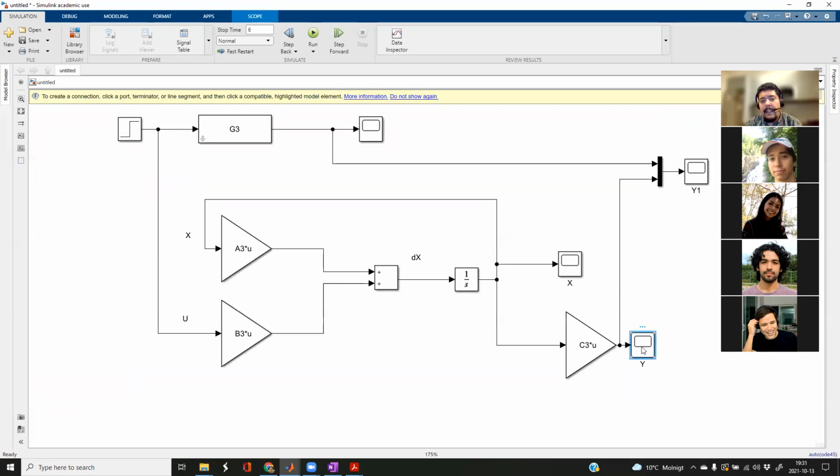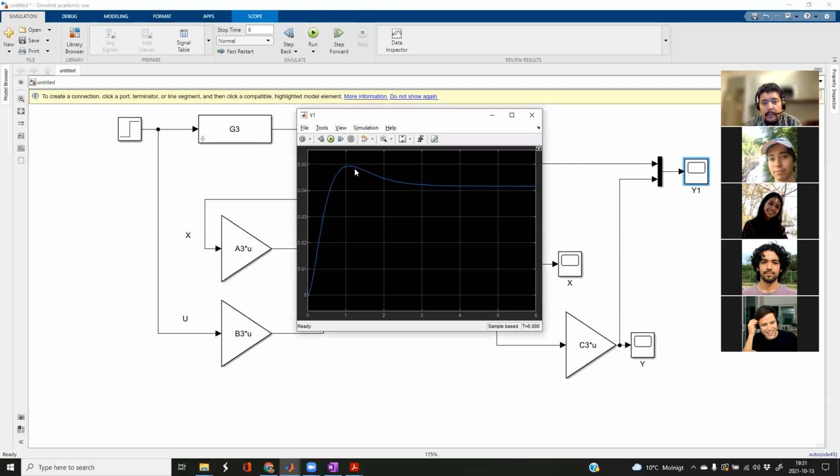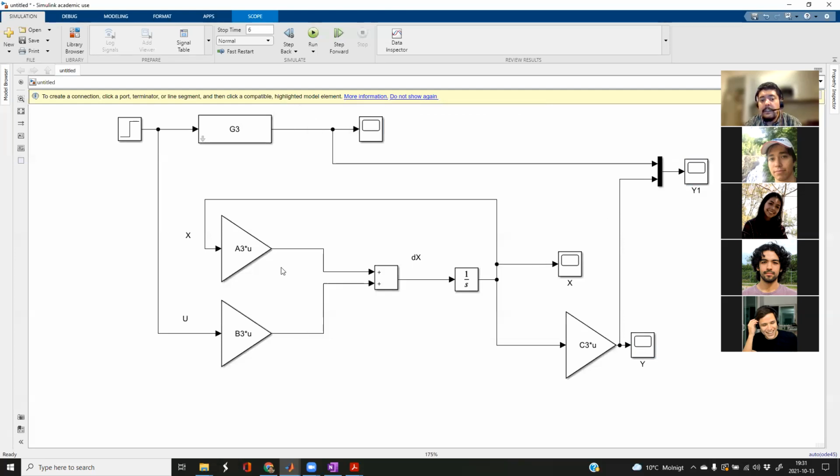And the output in here is exactly the same. We can see the comparison of both. They're completely one on top of the other. So both represent the exact same system.